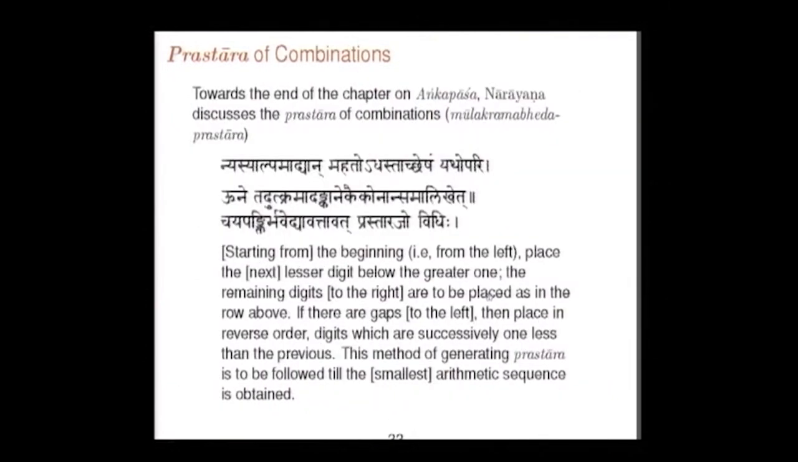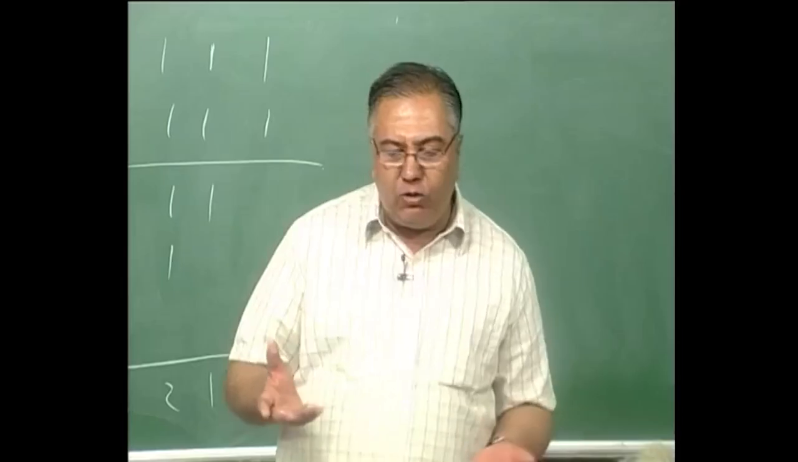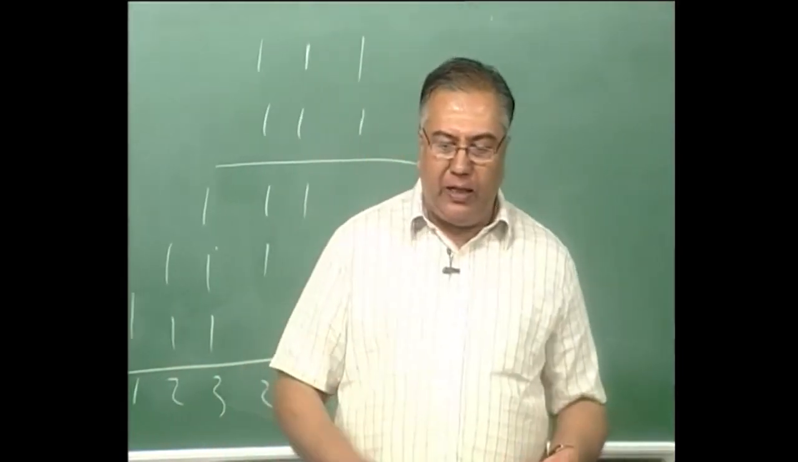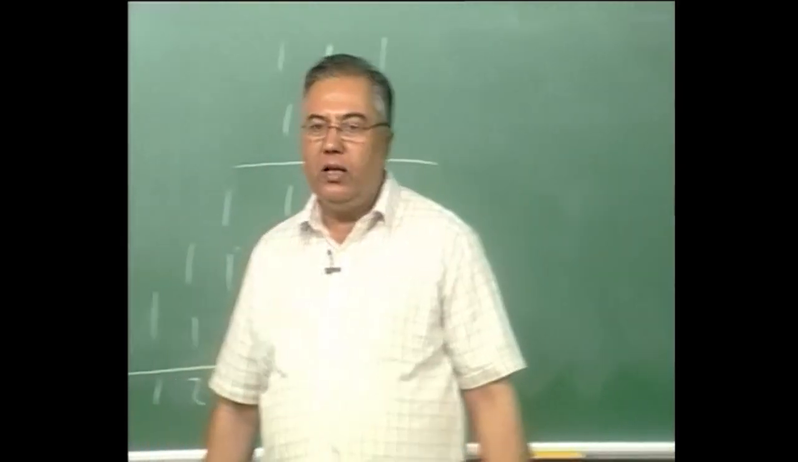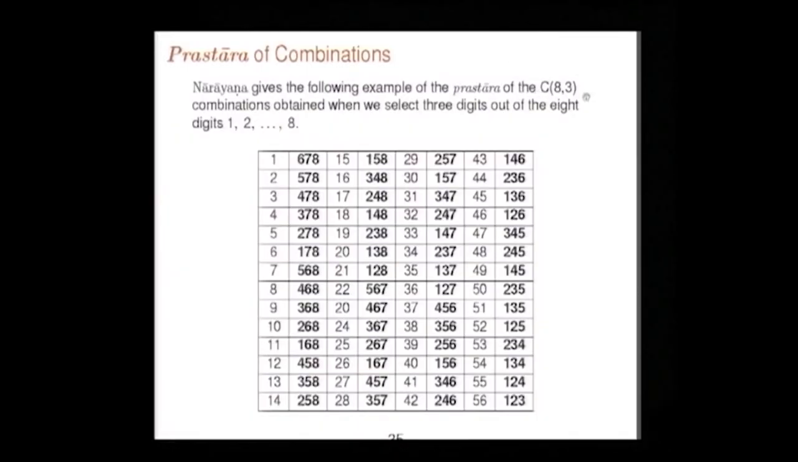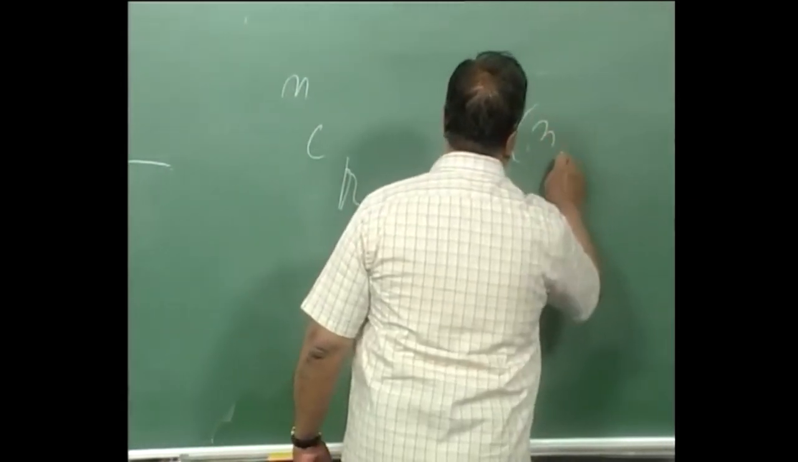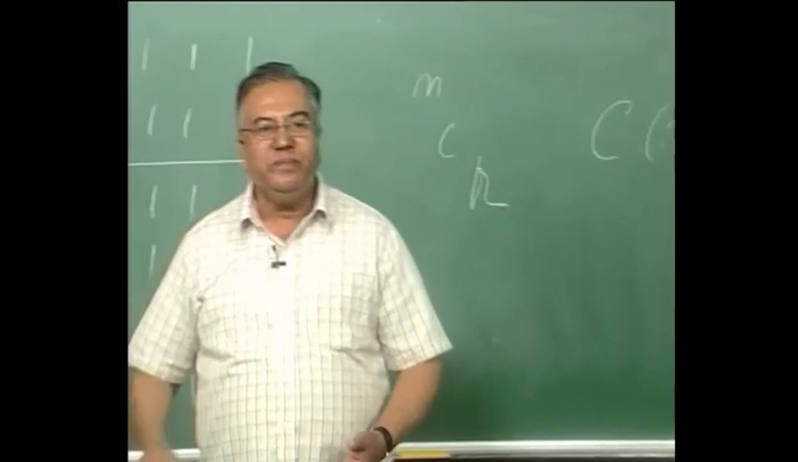Finally, prastara of combinations. So, what is a prastara of combination? Basically, we will take an example first and then go back to the theory. So, you have 8 digits, choose 3 of them. How many ways can you do this? C83, that is 8 factorial by 5 factorial into 3 factorial, that is 56. So, C83 stands for the number of combinations. I am using this notation CNR instead of NCR, simpler to type.